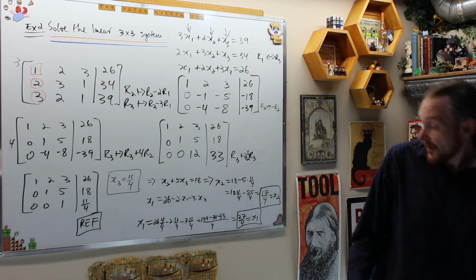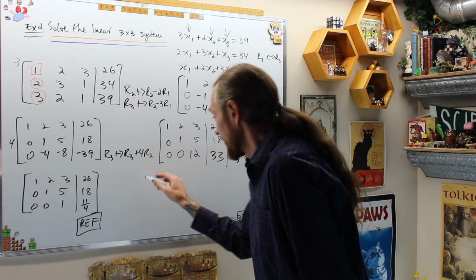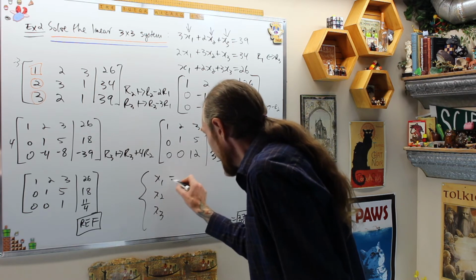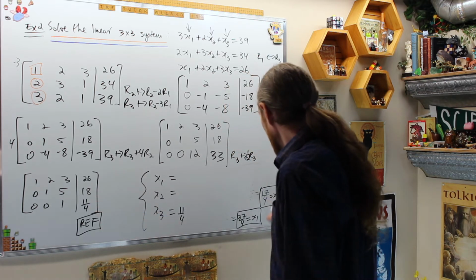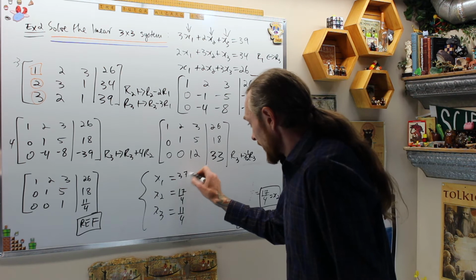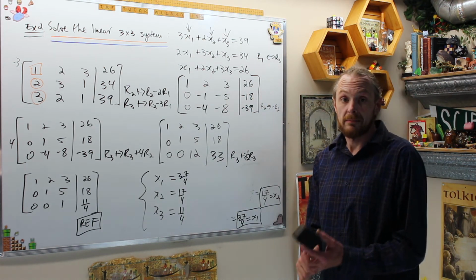If we put that in our nice general form, that says that the general solution is x1, x2, x3 equals: x3 was 11 over 4, x2 was 17 over 4, and x1 was 37 over 4. Let's do that one more time at least.